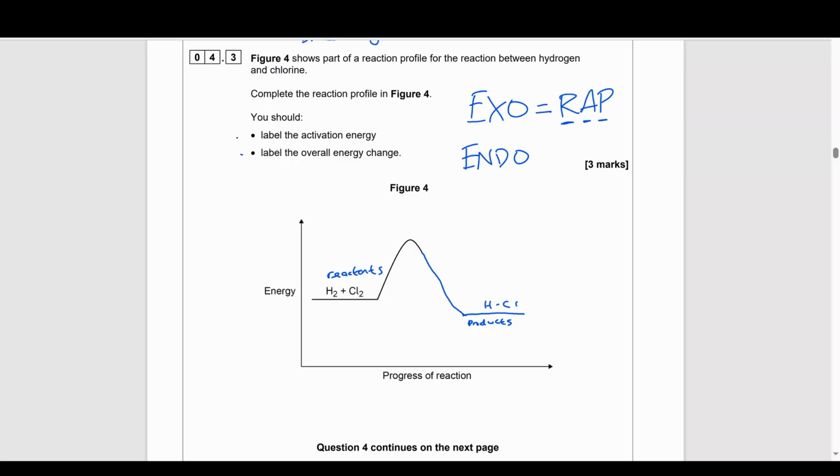Well, what's the activation energy? It's the minimum energy required to start the reaction. How can we identify this from our energy profile? Well, it's going to be the difference in energy from our reactants to the peak of our curve. So what we want to do is just do a vertical line connecting those 2 areas and label this with activation energy.